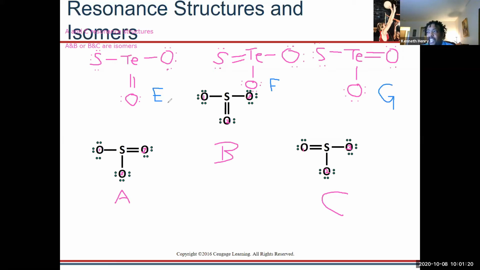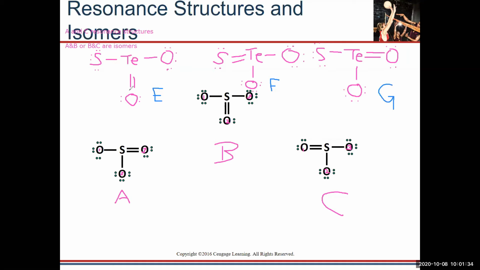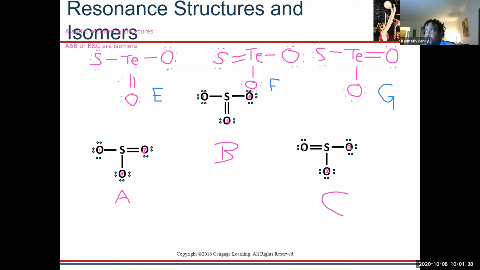Now, E and F, because we're going from a double bond on an S, in the case of F, to a double bond on an O. Now that is an isomer because they're different structures. Okay? So these guys are two different structures.